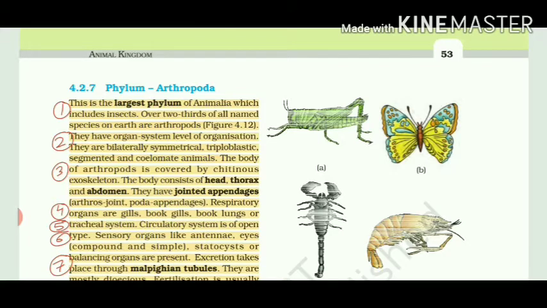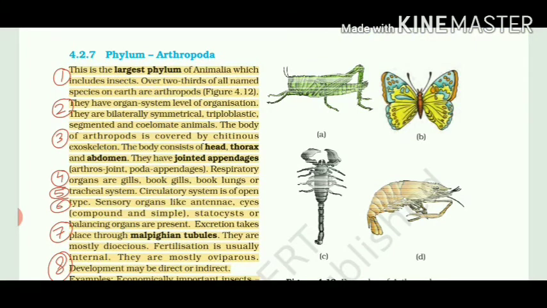Okay. Respiration takes place by, now you can see how much evolution has happened. They have special organs for respiration. They can be gills, they can be book gills. What is the difference between gills and book gills? Book gills means when piles of gills are present. Then book lungs or a tracheal system could be there.